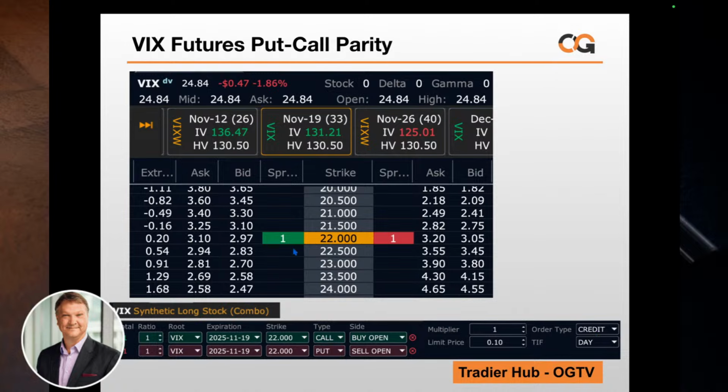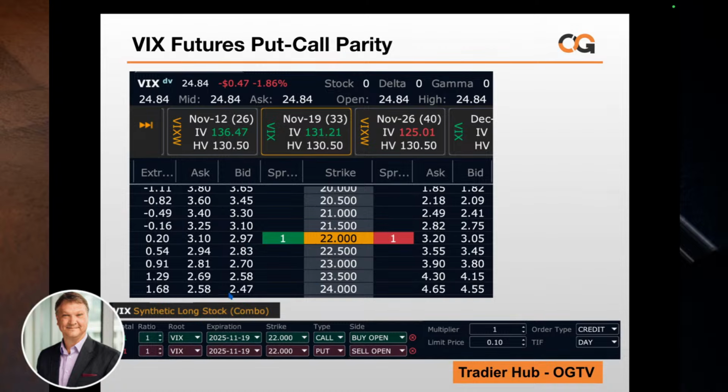At this moment in time, when this trade was put together, the futures contract was trading at 21.90 with the actual VIX index at 24. So what does that mean? Well, that means that this is the at-the-money option contract, right?